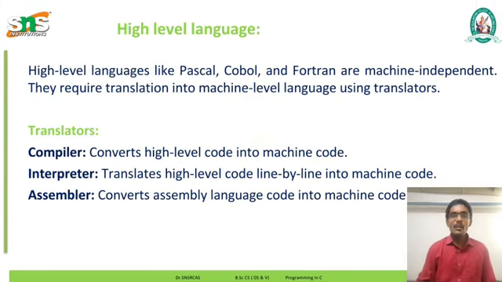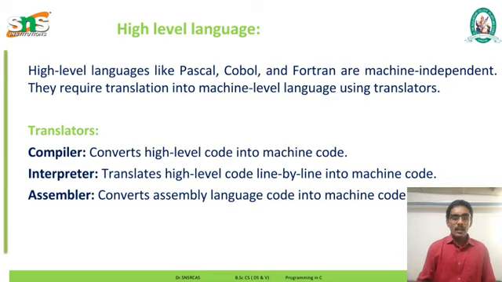High-level languages like Pascal, COBOL and Fortran are machine independent and portable across different systems. They are understandable by humans but require translation into machine language using software known as translators. Translators include compilers, interpreters and assemblers.